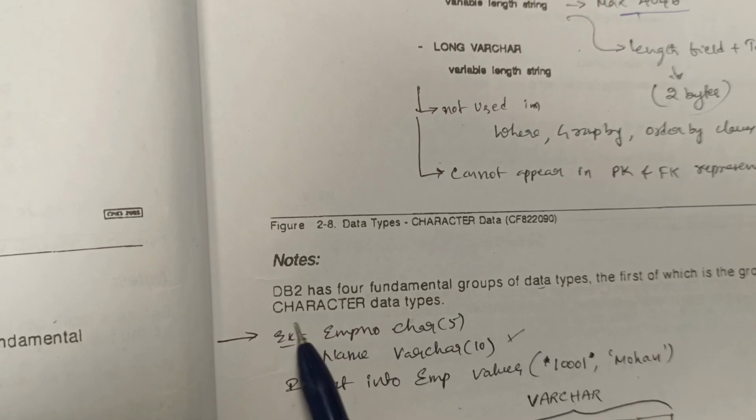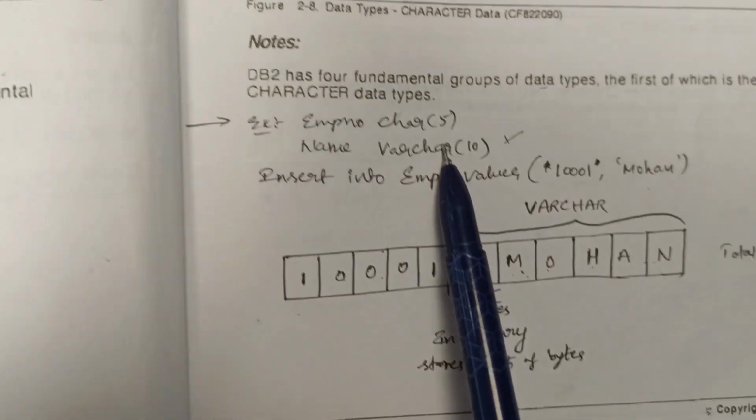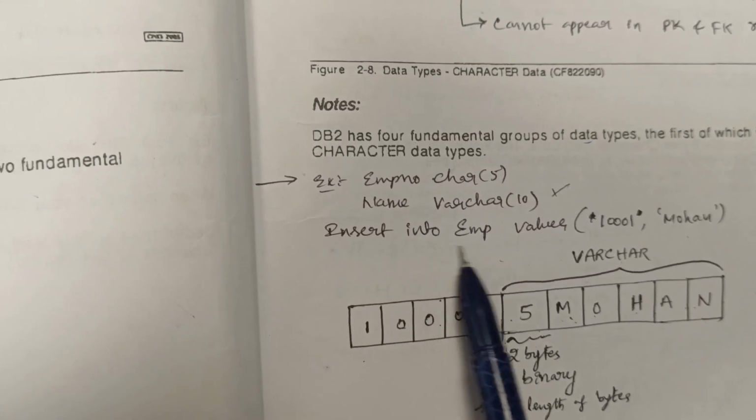And DB2 has a fundamental group of data types. The first group is called the character data type. This is the first data type. We can see a sample of the data, how the char and varchar are stored while inserting a new record here.